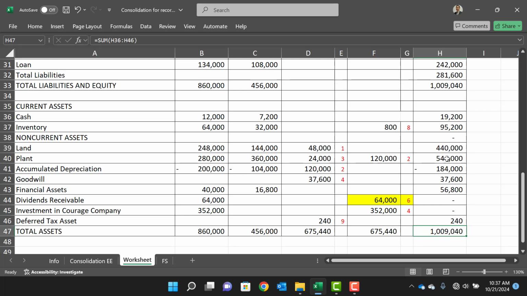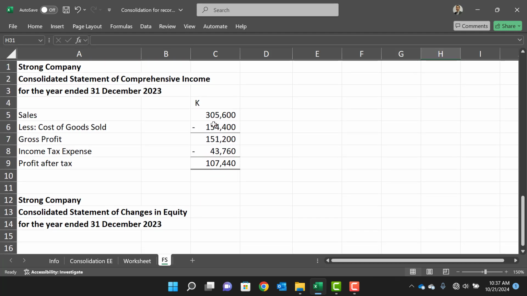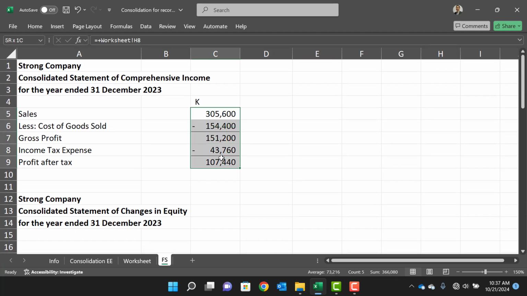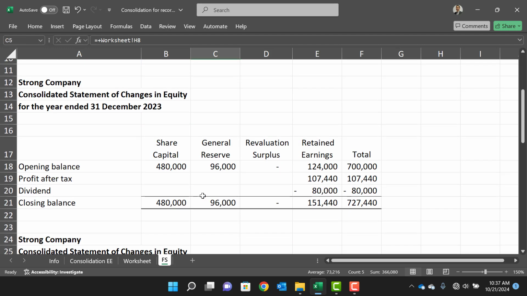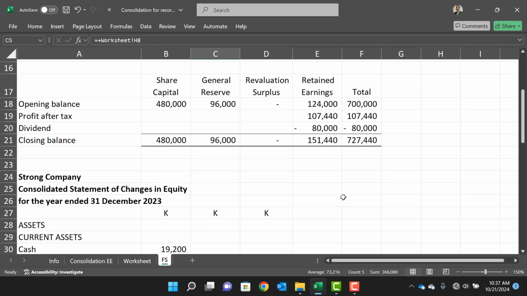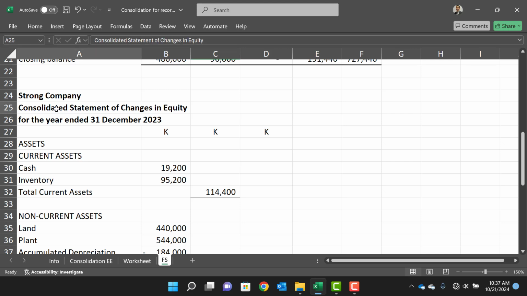Then you will have this. You can cross-check total equity, liabilities and equity, and then total assets. Then all these amounts, you just have to transfer here to create the statement of comprehensive income, changes in equity, and the statement of financial position.